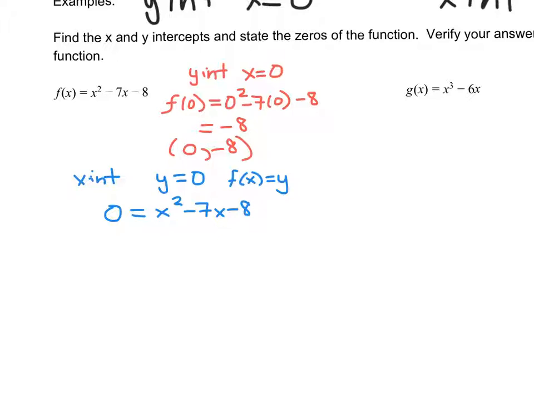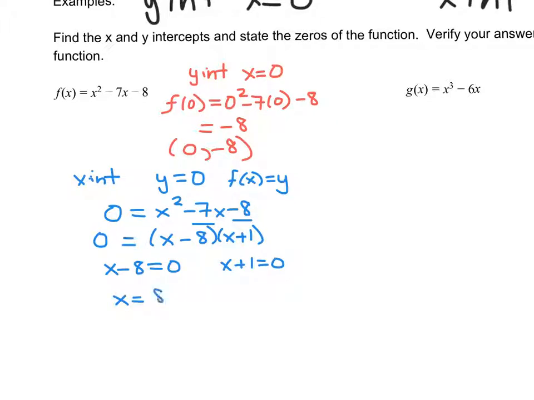And so now this one is a quadratic, so we can solve this a ton of different ways. The easiest way, I think, is just to factor, because we're looking for two numbers that multiply to -8 that add to -7. That's just x minus 8, x plus 1. And so if I set those both equal to 0, x minus 8 equal to 0, x plus 1 equal to 0, x will equal 8, and x will equal -1. So our intercepts would be (8, 0) and (-1, 0).